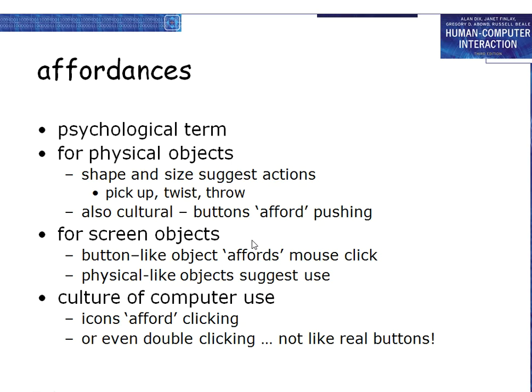The next is affordance. Affordance is how deeply the user can access the system, the device, or the application, because different users will have different affordance. That depends on psychological terms, physical objects, the screen object, and also the culture of computer use. Different users may make for different applications, and we must know that.